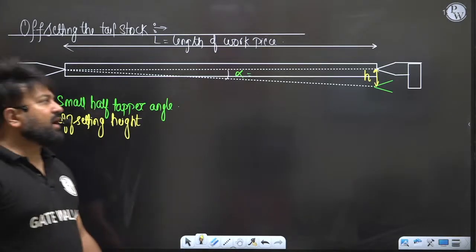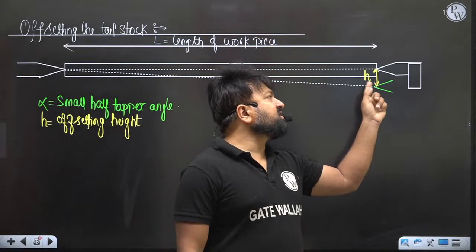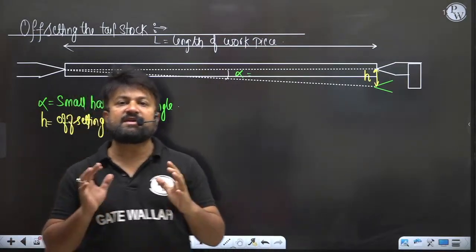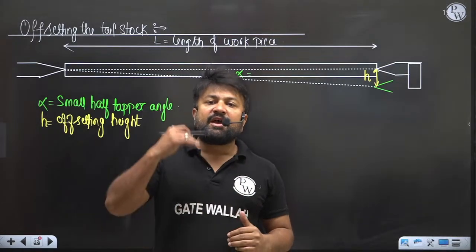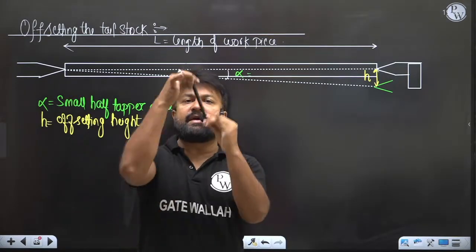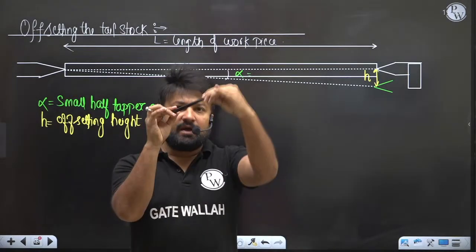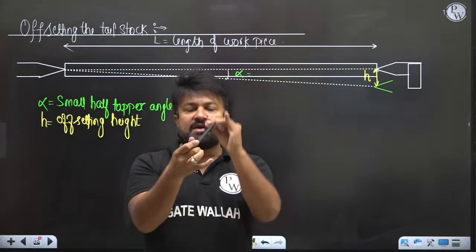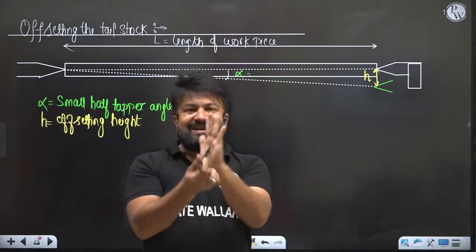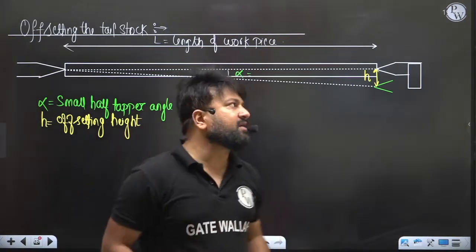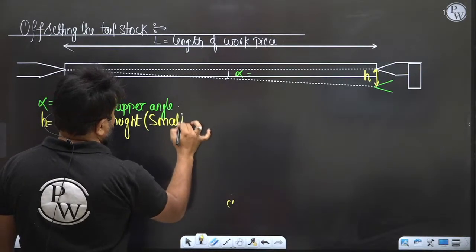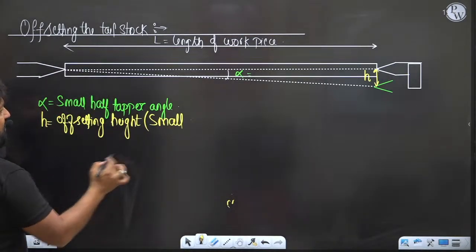Now the question is how much h we can keep, large or small. The h should be as small as possible, because if you do a large offsetting, then the tool will rotate like this, and huge vibration will come into the system, and it is not possible to maintain the machining. So h should be small, my dear. That's why alpha is small.